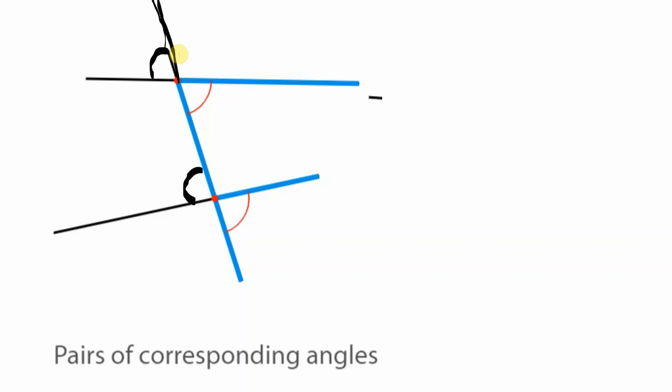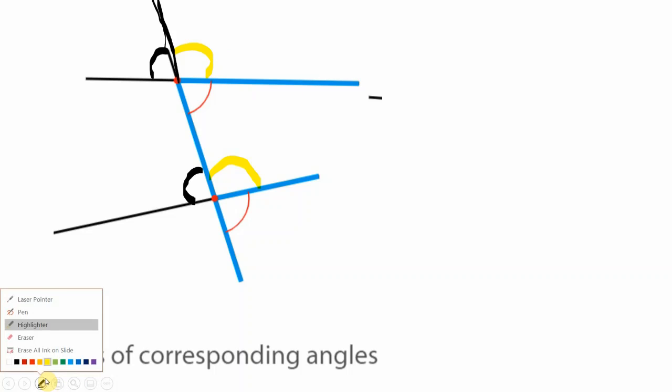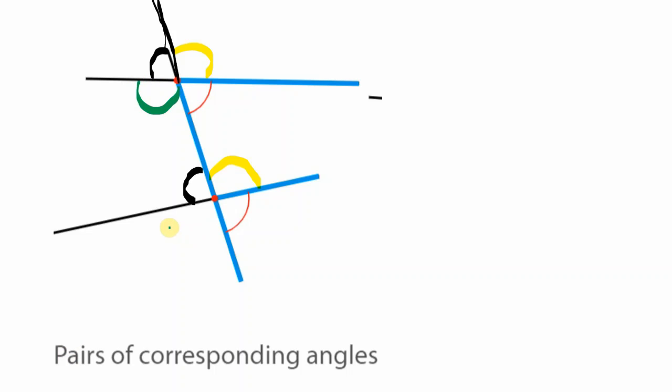For example, this angle here corresponds with this angle here. How? They are both to the right hand side of our transversal. They are both on top of the other two lines that we need to form the transversal. We even have another one. I wonder if you guys can already identify it. It's this one and this one.